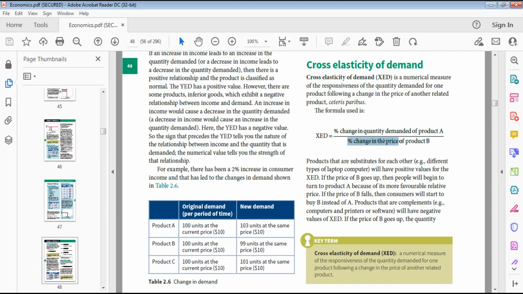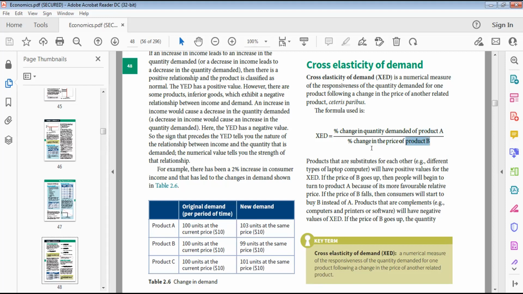So it is the percentage change in the demand of product A divided by the percentage change in the price of product B. You always need two products for comparison. That's why this is called cross: when you analyze two different things. You are comparing product A and product B, and how much impact there will be on the demand for product A due to a little change in the price of product B.